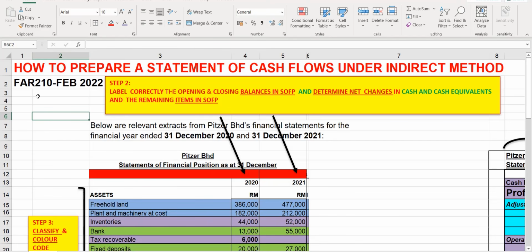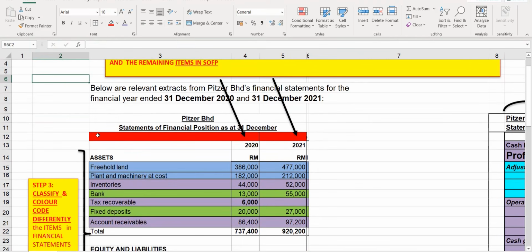In today's session, we are going to learn how to prepare a statement of cash flows using the indirect method. What I'm going to do today is pick up a question from FAR210, question February 2022, where we are going to learn step by step how to prepare a cash flow statement in a method that I call the color-coded approach. Let us start by looking at the question.